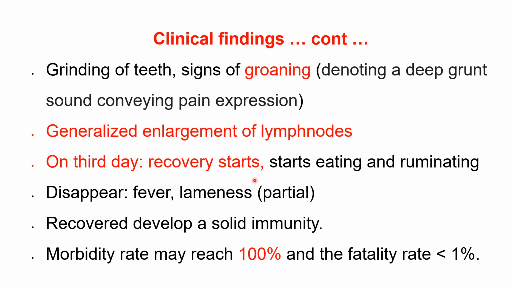Automatic recovery. Animals start eating and ruminating. Fever disappears. Lameness disappears, or some animals may exhibit lameness. Recovered animals develop a solid immunity. They will not get infection a second time. The morbidity rate may reach 100%, but mortality is very low, less than 1%.